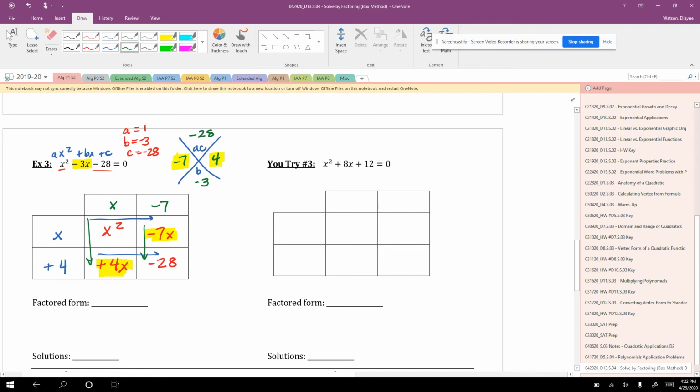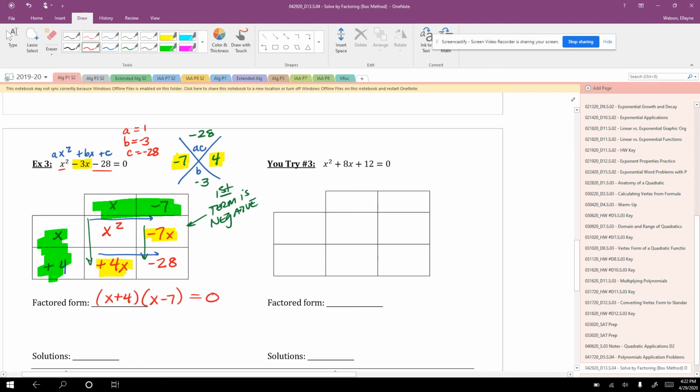GCF of these two is a negative 7. And this is the example where I'm telling you, if the first term is negative, when you're taking the GCF, you want to make the GCF negative. And then this is our factored form now. So the factored form would just be x plus 4 times x minus 7, and don't forget your equals 0.